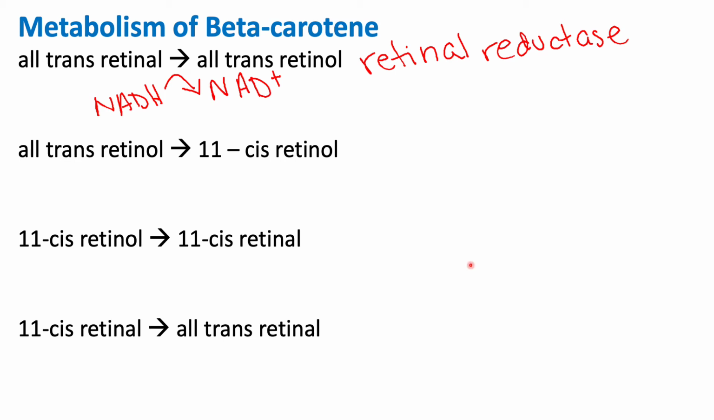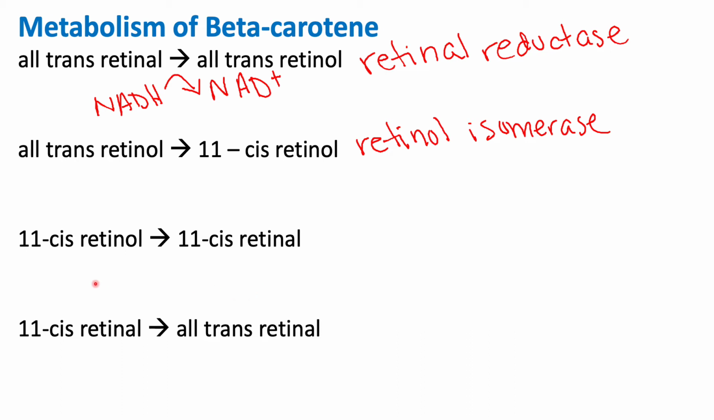Now, in order to go from all trans retinol to 11-cis retinol, we're going to utilize the enzyme known as retinol isomerase. Now, it's in the name, so it's a retinol isomerase, and we're undergoing an isomerization reaction where we're simply going from trans to cis. So retinol isomerase. Now, once we have 11-cis retinol, we want to convert it into 11-cis retinal.